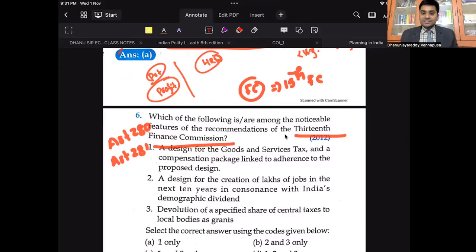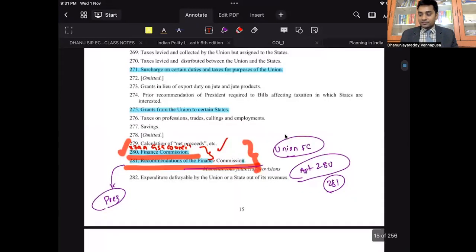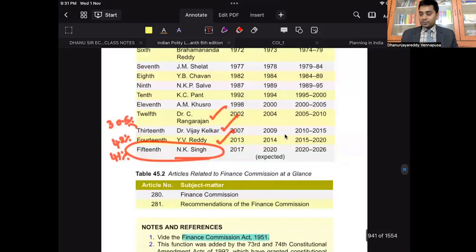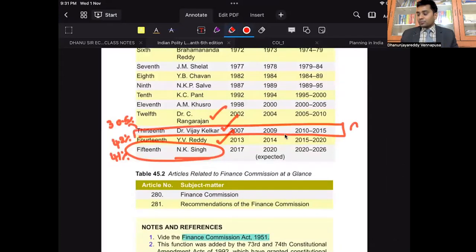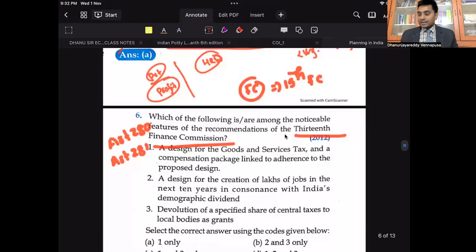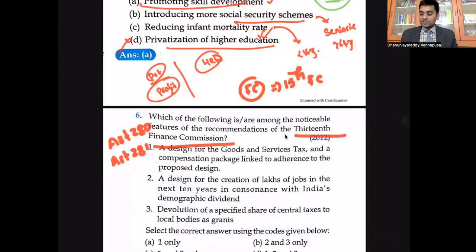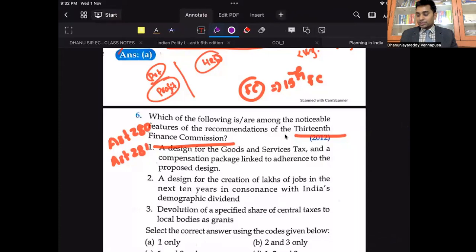A design for the GST and a compensation package linked to adherence to the proposed design. The 13th Finance Commission chairman was Vijay Kelkar. It has to be understood that the Vijay Kelkar committee is the first one which recommended that India should have GST. Under his chairmanship, the Finance Commission designed the GST. So the 13th Finance Commission is the first commission to speak about GST. Very, very important even in the GST.